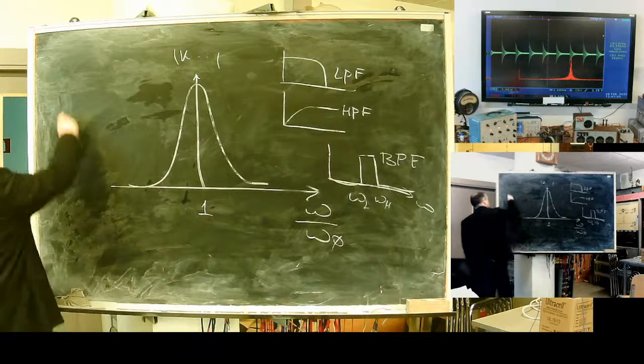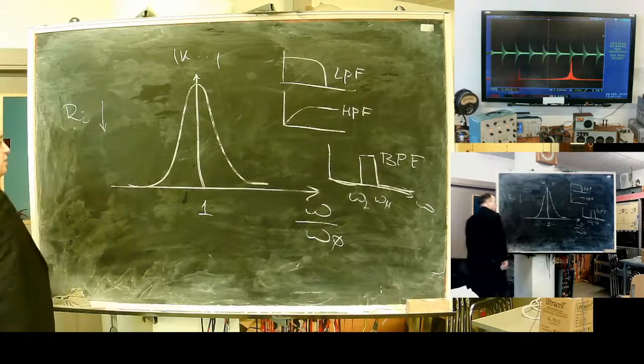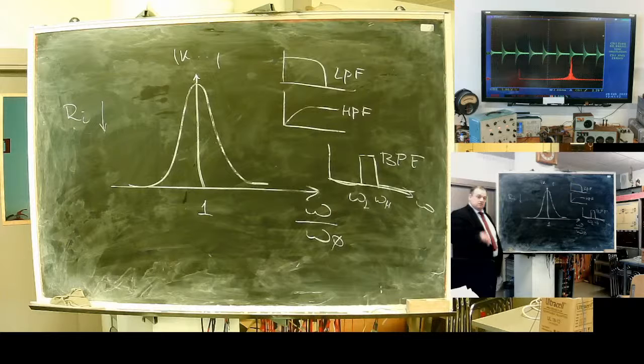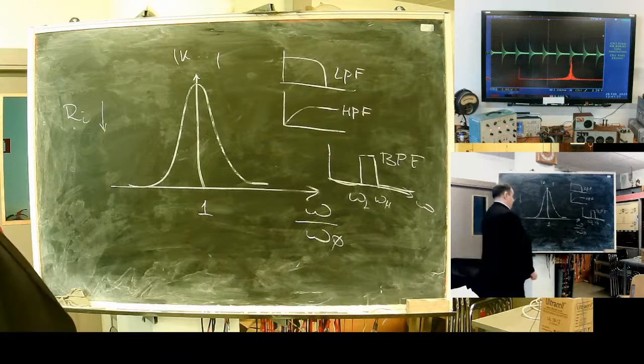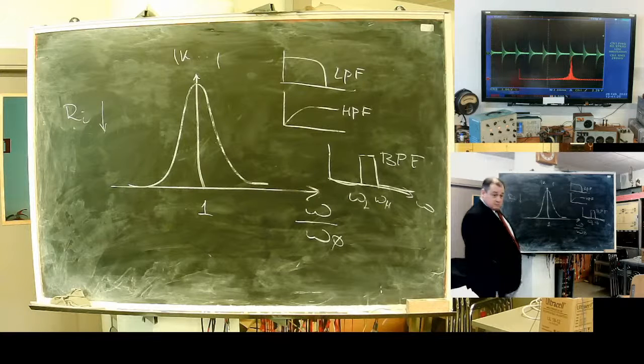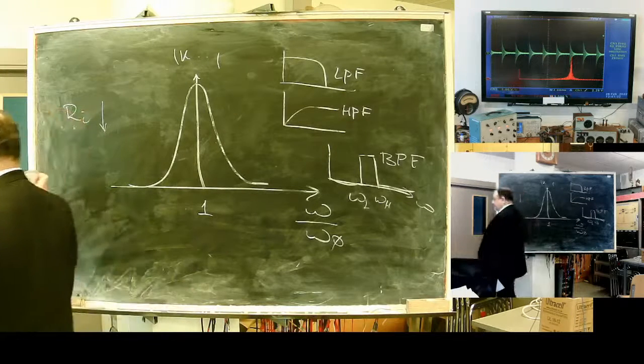Of course we need the internal resistance as low as possible, because the higher the internal resistance of the source, the wider this characteristic will be. And as a band pass filter, it will be worse. It's a reduced quality.